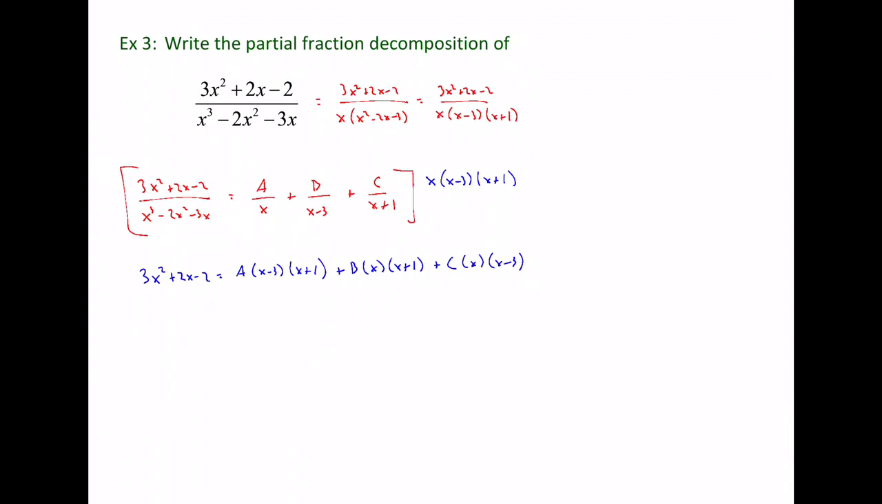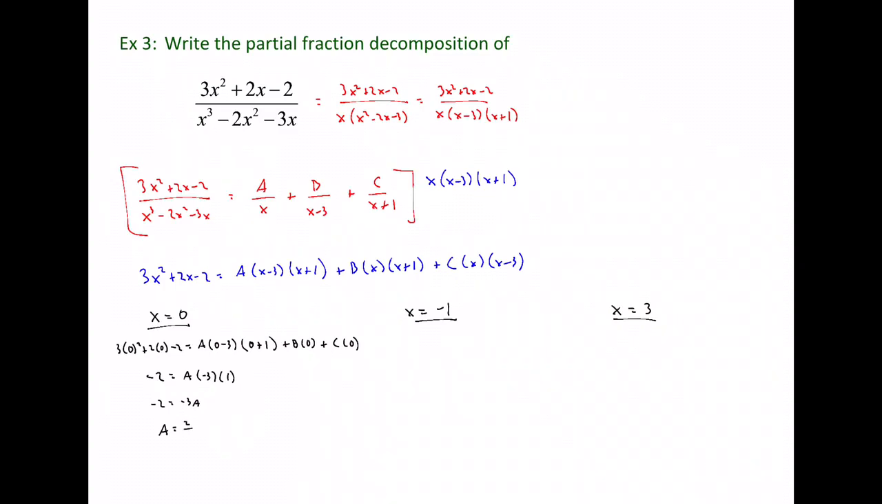Once again, we're going to choose our restrictions. So we'll choose x equals 0, we'll choose x equals negative 1, and we'll choose x equals positive 3. So those are the values we're going to choose. We're going to plug them in and simplify. So once I plugged it in, the b and the c are going to cancel out. This will leave me with negative 2 equals a times negative 3 times positive 1. So negative 2 is equal to negative 3a. A is equal to a positive 2/3.